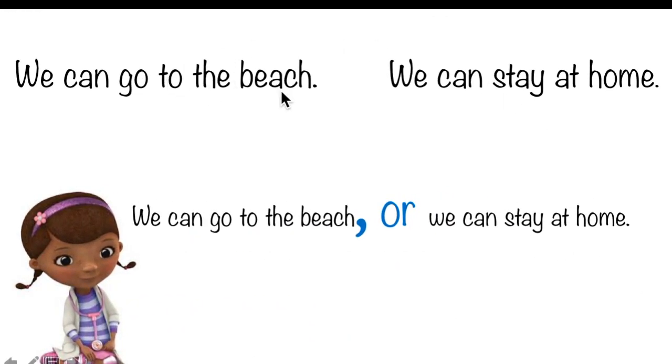We can go to the beach. We can stay at home. Simple sentence number 1, simple sentence number 2. Join together into one sentence, a compound sentence with the conjunction word or. What did I do? Put the comma in front of the word or. We can go to the beach, comma, or we can stay at home.